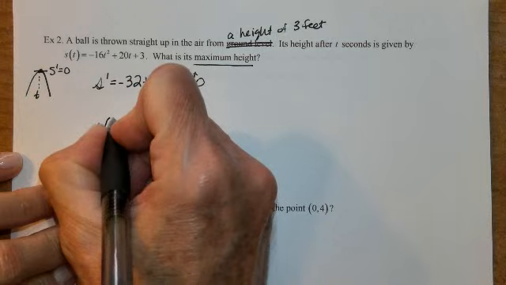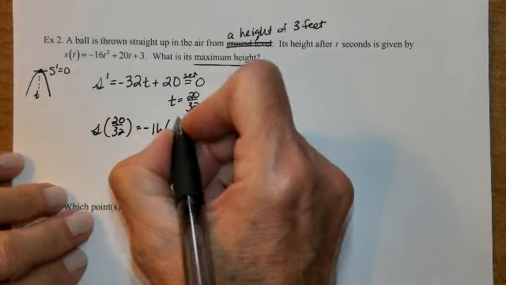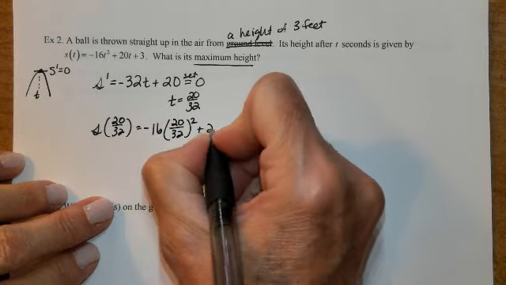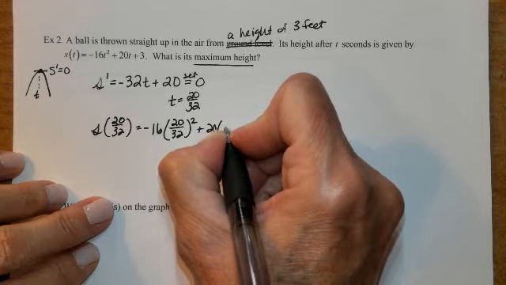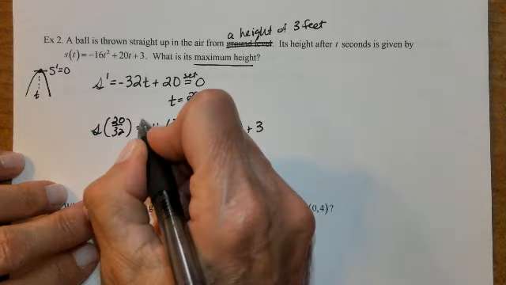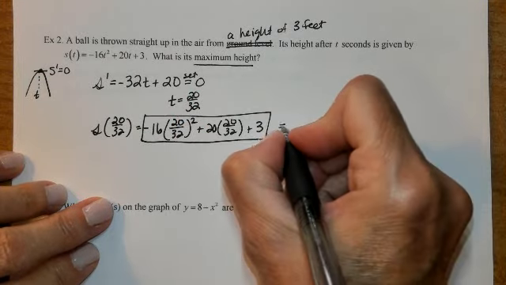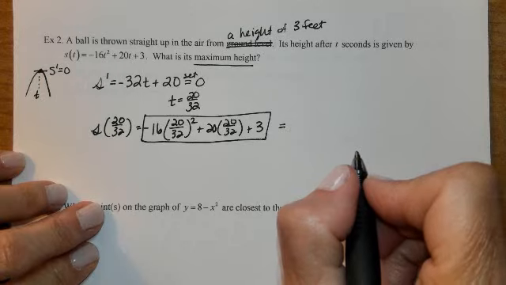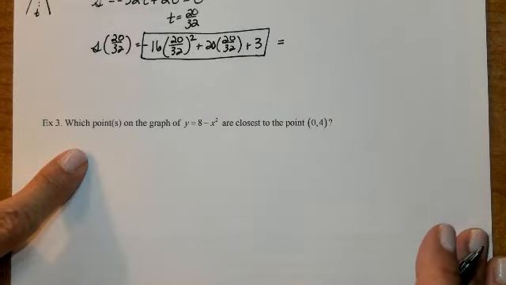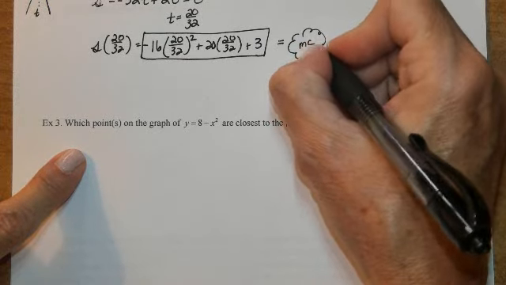So s at that time is negative 16 times 20 over 32 squared plus 20 times 20 over 32 plus 3. That would be the safe stop answer. And if it was multiple choice, then we would simplify that. Okay? All right, example 3. So I guess I can put this right here, MC answer. Okay?